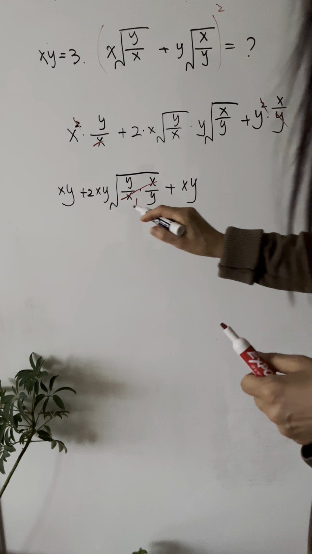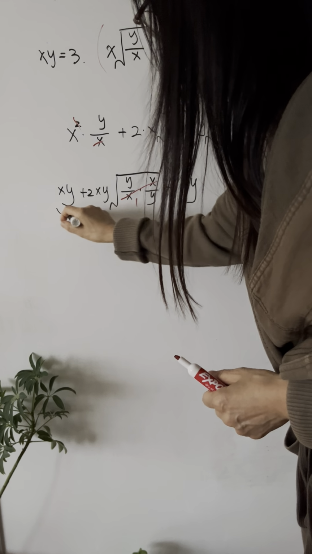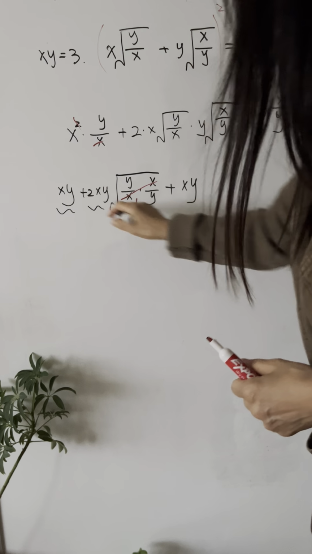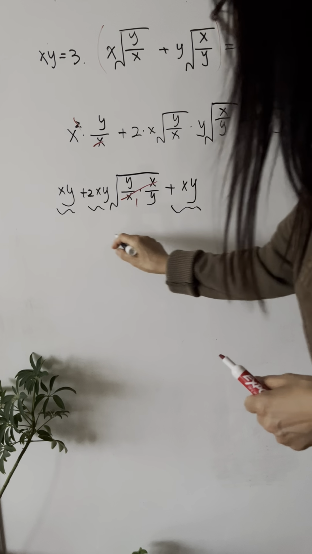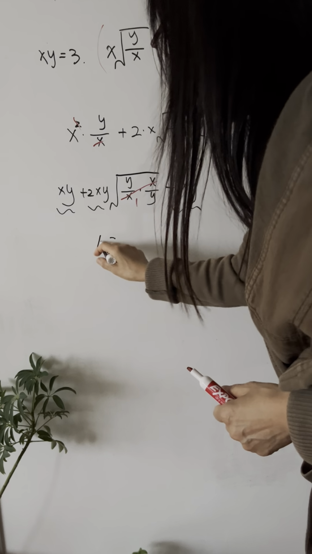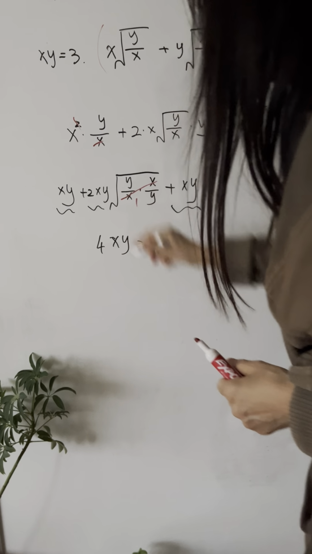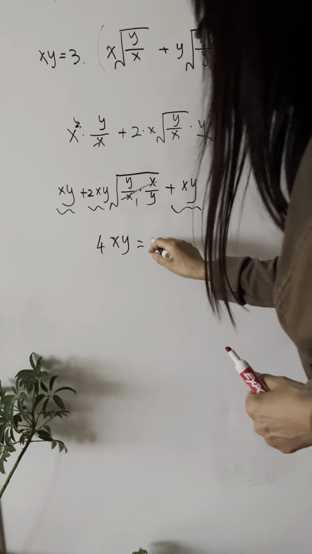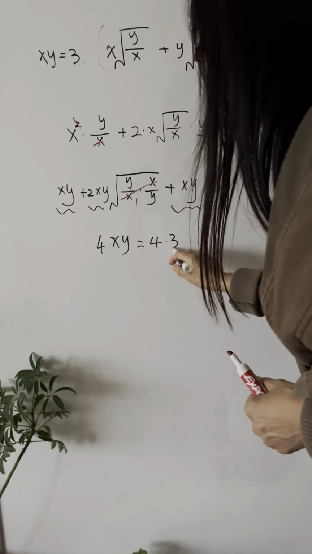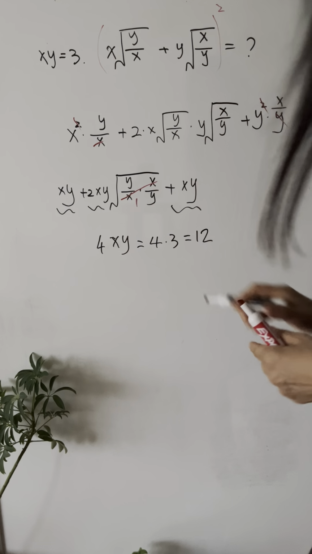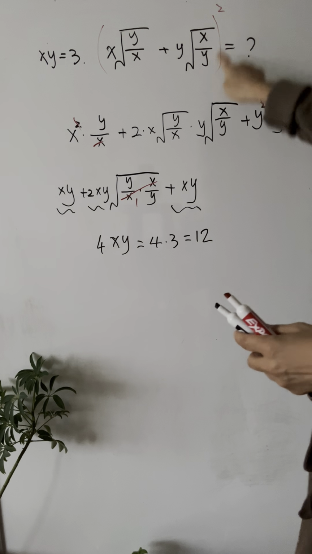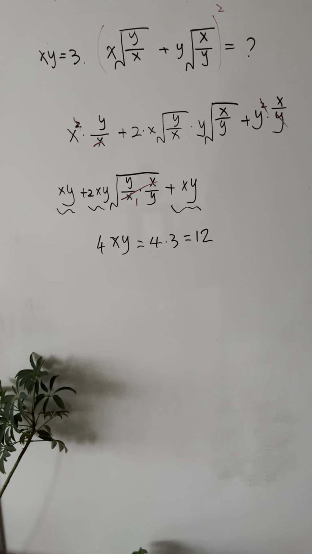Now we see this, yx divided by xy, so this becomes 1. So what do we have? We have xy, 2xy, plus xy. So in total, we have 4xy. And then we know xy is 3. So 4 times 3, which is 12. So when we square this, we get 12.